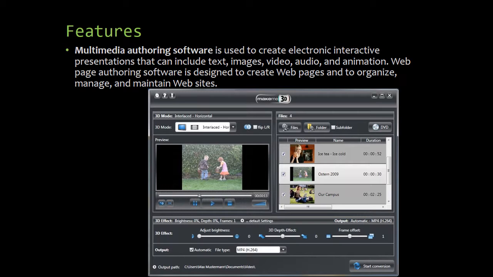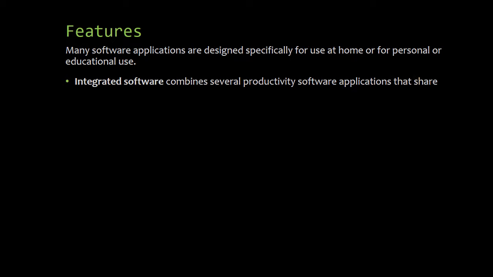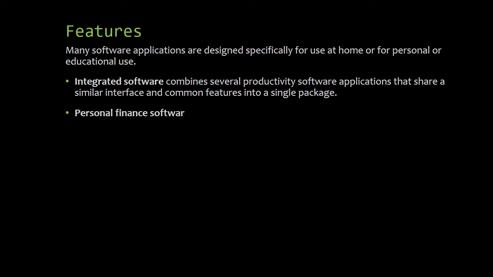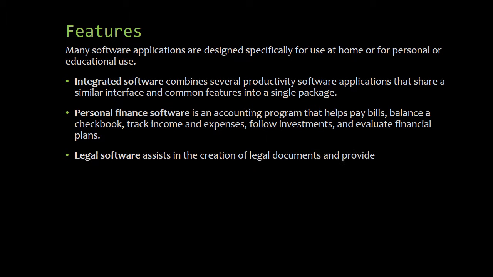Many software applications are designed specifically for use at home or for personal or educational use. Integrated software combines several productivity software applications that share a similar interface and common features into a single package. Personal finance software is an accounting program that helps pay bills, balance a checkbook, track income and expenses, follow investments, and evaluate financial plans. Legal software assists in the creation of legal documents and provides legal advice. Tax preparation software guides users through the process of filing federal taxes.